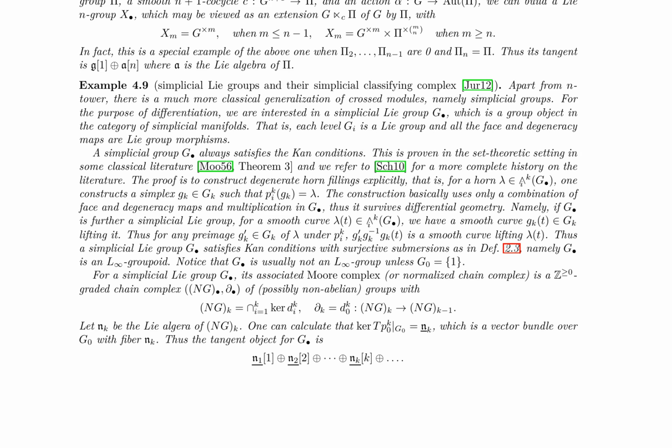The tangent object of these Lie n-groups is calculated, showing how it is composed of Lie algebras. The page also touches on simplicial Lie groups and their properties, including their ability to satisfy Kan conditions and their associated Moore complexes. This complex is used to calculate the tangent object of a simplicial Lie group, which is a vector bundle over the group's base.